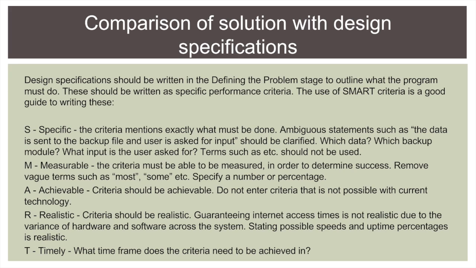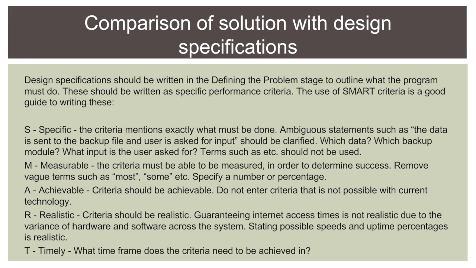M stands for measurable, and it looks at the criteria that must be able to be measured. Every criteria needs to be measured. If it can't be measured, we can't see if it does its job as much as it needs to. So things like most, some, etc., they need to be actually defined with a number or a percentage. So is most 9 out of 10 times? Is it 8 out of 10 times? By not clarifying these, you have a potential miscommunication between the client and the developer. You need to make sure you clarify these and specify numbers so that there can be no arguments when it comes to testing time.